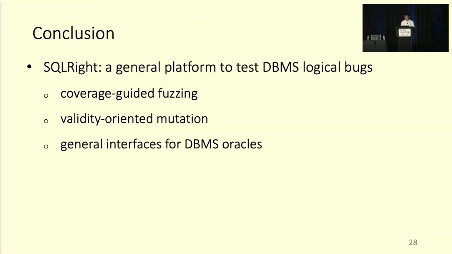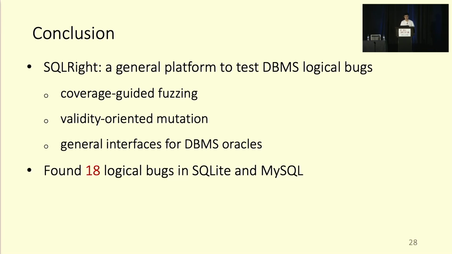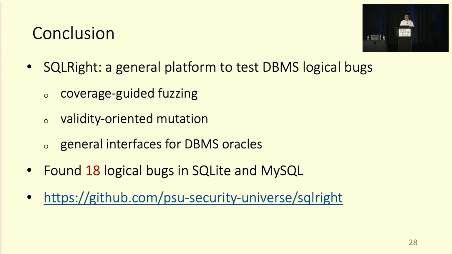In conclusion, in this paper, we propose SQLRight as a general platform to test DBMS logical bugs. SQLRight uses coverage-guided fuzzing and validity-oriented mutations to more efficiently explore the DBMS program, and it also includes a general interface for easy Oracle development. SQLRight finds 18 logical bugs in total, and we open source our tool.